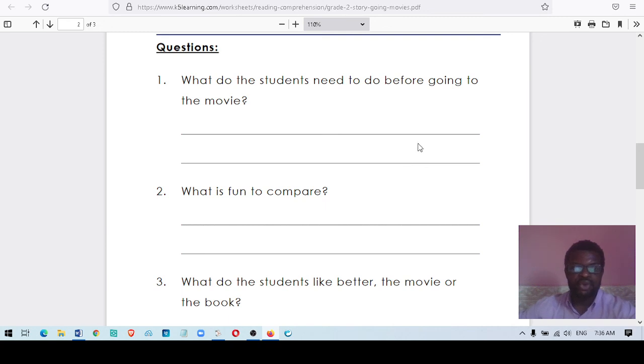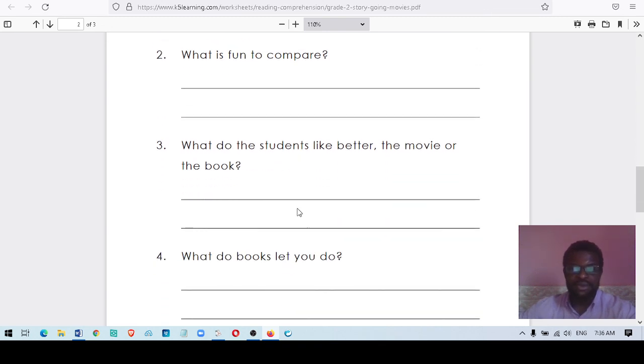Yes, because we are racing against time, I'm not going to read the comprehension or the story one more time. So here we're going to come over to what do the students need to do before going to the movie. I will let you answer these questions. What is fun to compare? When you compare this and that, you compare the movie and the book. What do the students like about the movie or the book? What do books let you do?